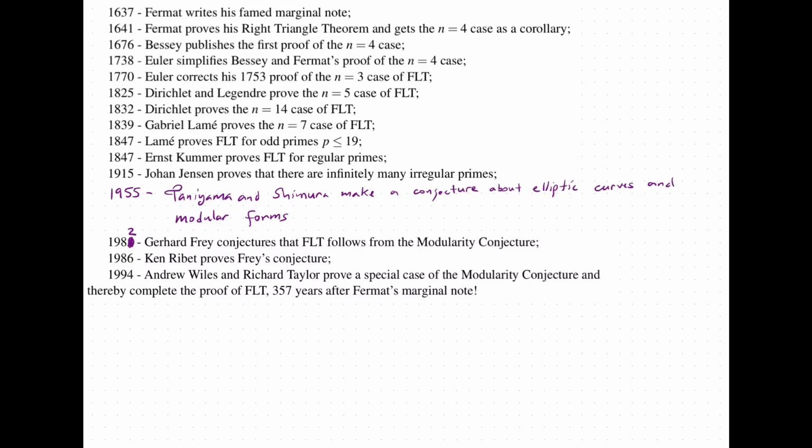In 1986, Ken Ribet, building on work of Serre, was able to show that Gerhard Frey's roadmap to proving Fermat's theorem is valid. Ribet showed that if the modularity conjecture is true, then Fermat's theorem would also be true. And finally, the modularity conjecture was proven in 1994 by Andrew Wiles and Richard Taylor, thereby settling this 357-year-old problem.